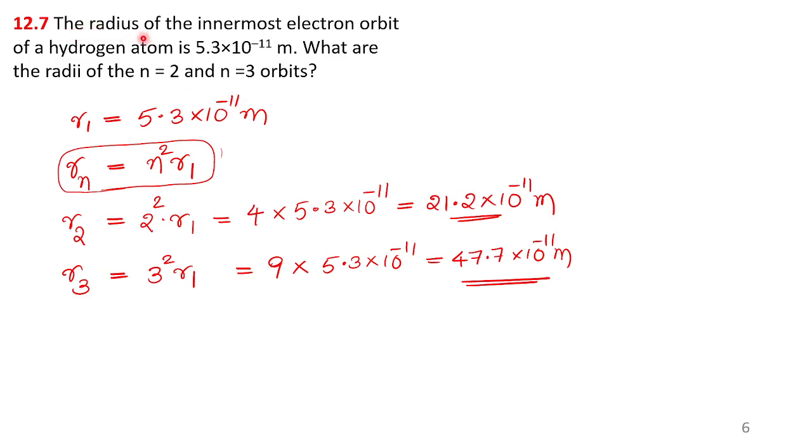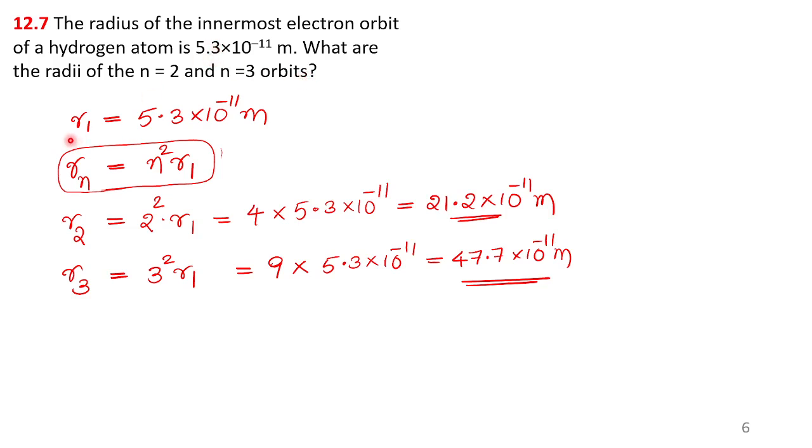The radius of the innermost electron orbit of the hydrogen atom is this. I think that from this chapter only normally average level or easy questions will be asked. The radius of the innermost electron orbit of the hydrogen atom is given to us. What are the radii of n equal to 2 and n equal to 3 orbits?